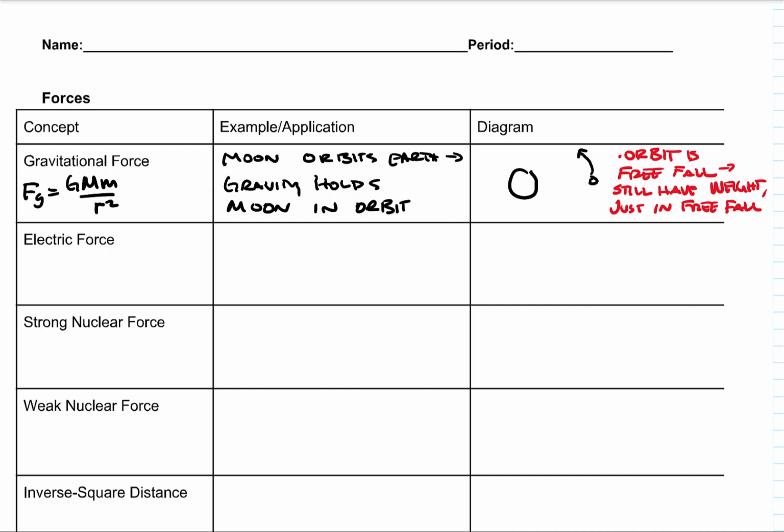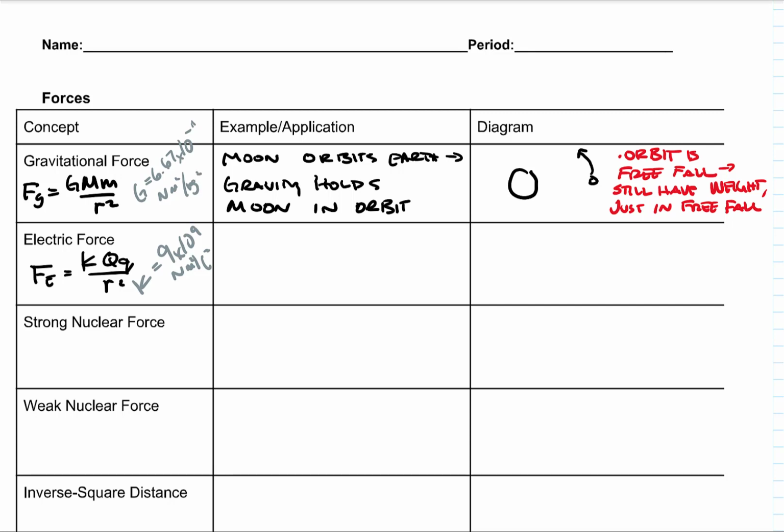Electric force. So for the electric force, you have k q q over r squared, where I guess we can write these down. k is 9 times 10 to the 9th newton meters squared per coulomb squared. And then G up here is 6.67 times 10 to the negative 11th newton meters squared per kilogram squared.